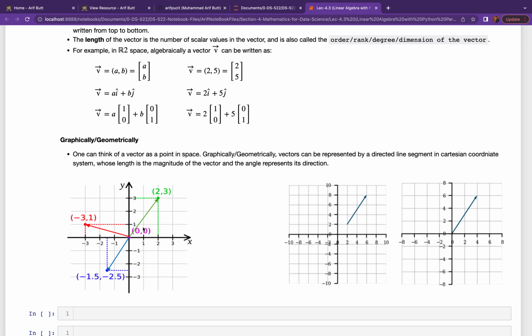My dear students, a vector is normally visualized as a line segment that starts from the origin. In this left image over here, we have three two-dimensional vectors: this 2, 3, minus 3, 1, and this minus 1.5 and minus 2.5. All of these three vectors have their tails at the origin.